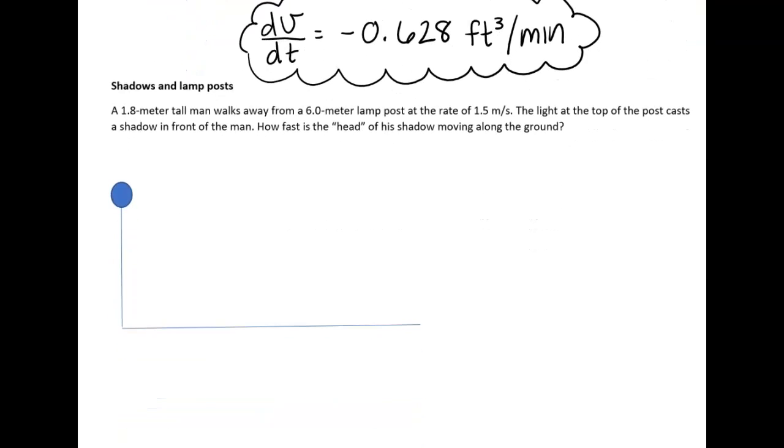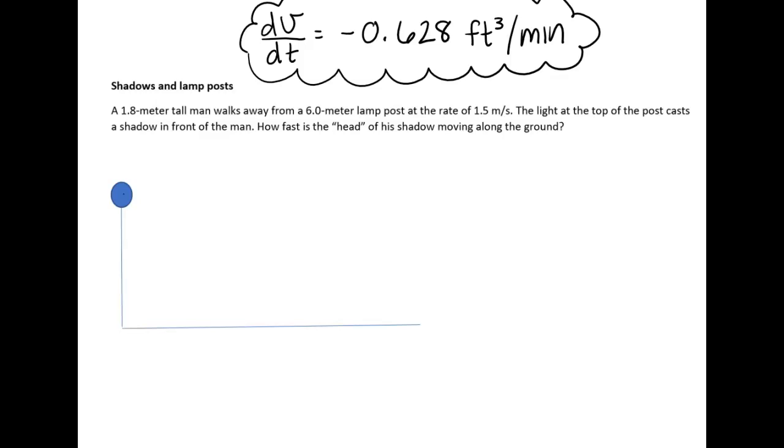Shadows and lampposts. Lamppost problems are kind of classic calculus related rates problems. So we have a 1.8 meter tall man walks away from a 6 meter tall lamppost at a rate of 1.5 meters per second. And the light at the top, we're assuming it kind of looks like a lollipop or something, but that blue oblong shape is our light. It'll cast a shadow, and we're looking for how far the head of the shadow is moving along the ground.